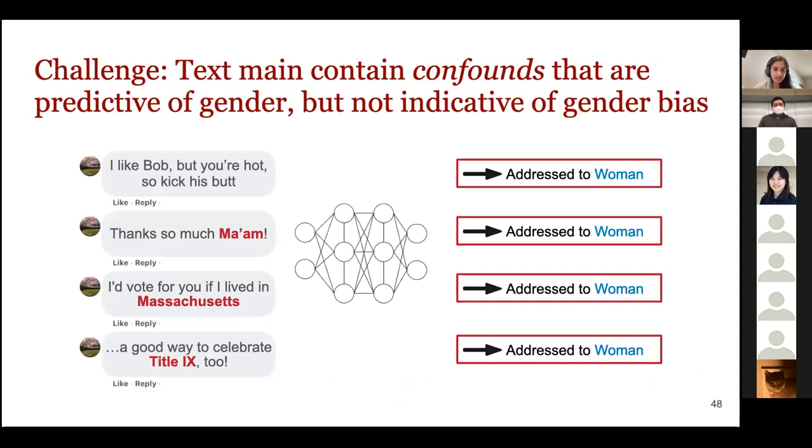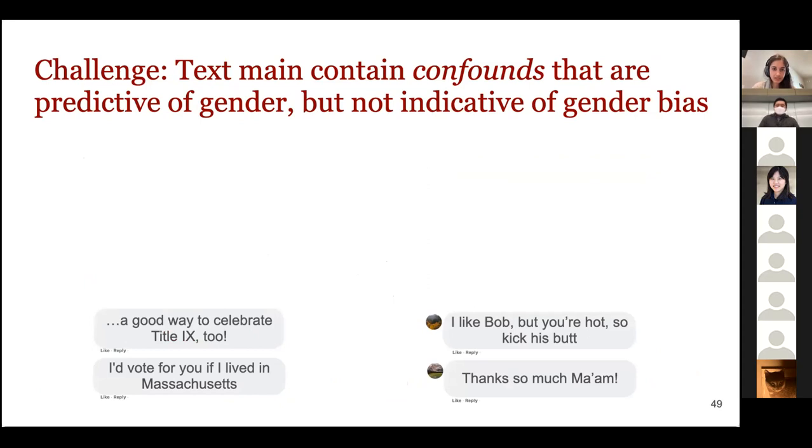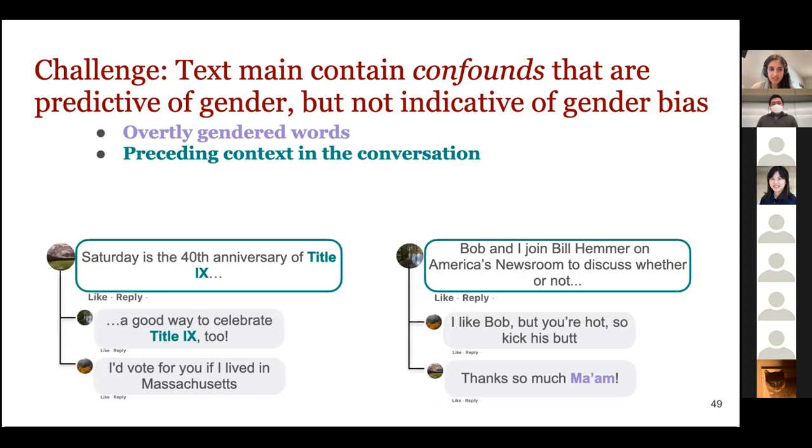So there are some challenges behind this approach. Text is very likely to contain content that is predictive of gender, but that's not necessarily indicative of bias. And particularly, there are 3 different types of content that we identify as possible confounding variables, things that are predictive of gender but not indicative of bias. I'll go through them in a little more detail, but to give you an overview, the first one is that text often contains explicitly gendered keywords like sir, ma'am. These are giveaways of gender, but they're not really indicative of bias.